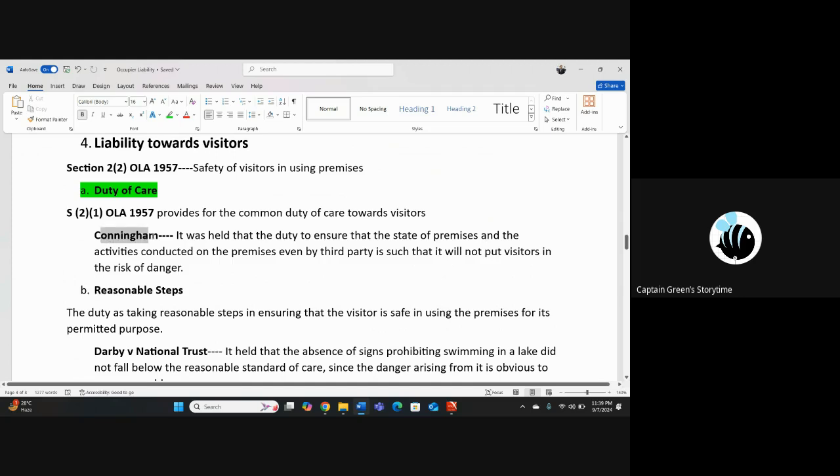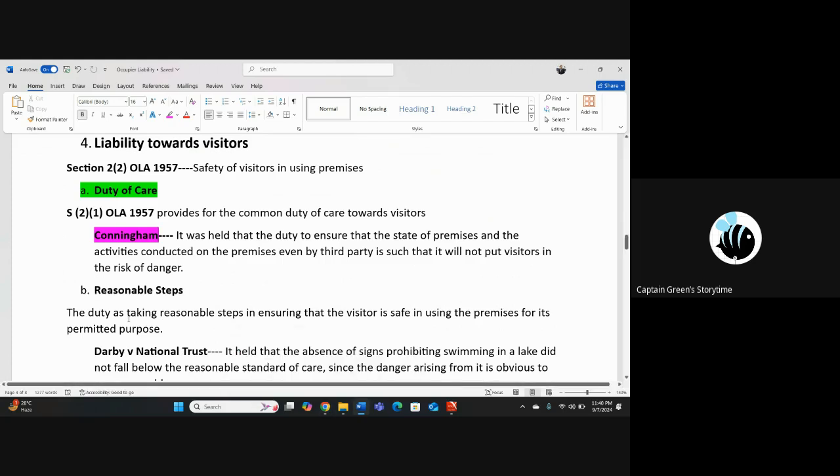Coming towards the case of Cunningham, let me highlight this. It was held that the duty is to ensure that the state of premises and the activities conducted on the premises, even by a third party, are such that they will not put visitors at risk of danger. This clearly means that the occupier has the duty of care to every visitor to check and ensure that the state of premises is safe and sound, and that the activities conducted on the premises, even by a third party, must be safe and should not put the life of the visitor in danger. Okay.